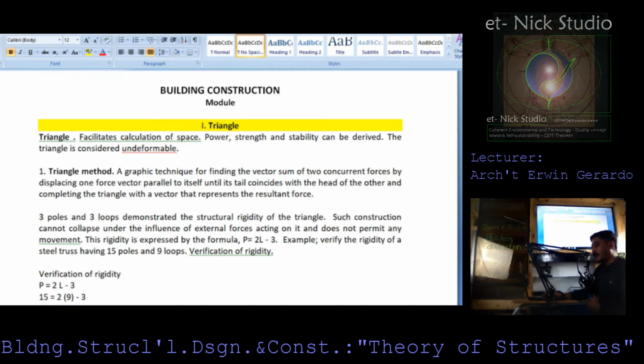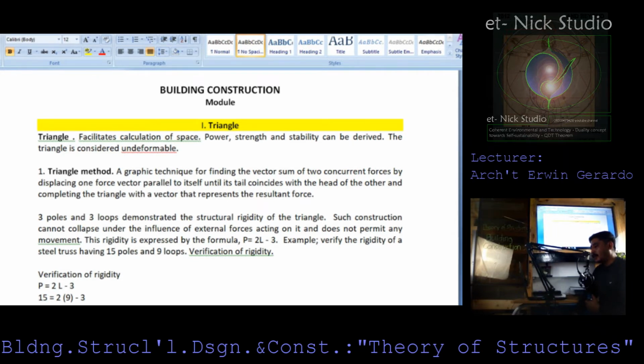Triangle method, a graphic technique for finding the vector sum of two concurrent forces by displacing one force vector parallel to itself until its tail coincides with the head of the other and completing the triangle with a vector that represents the resultant force.